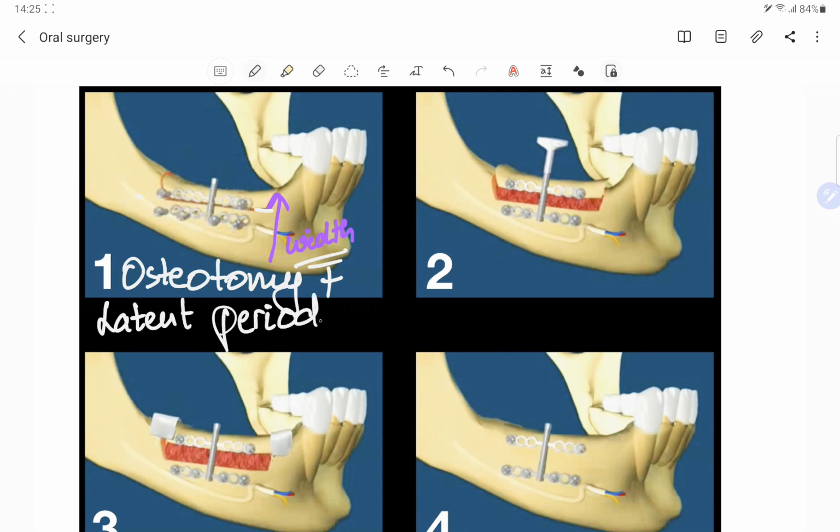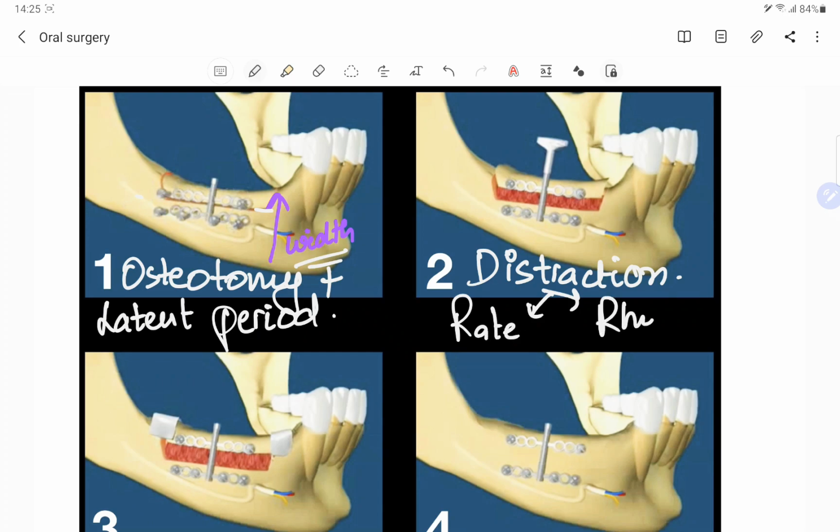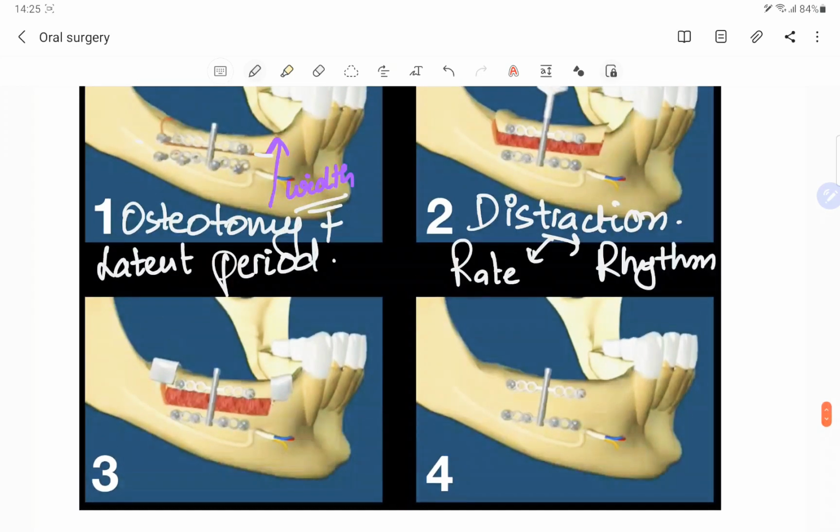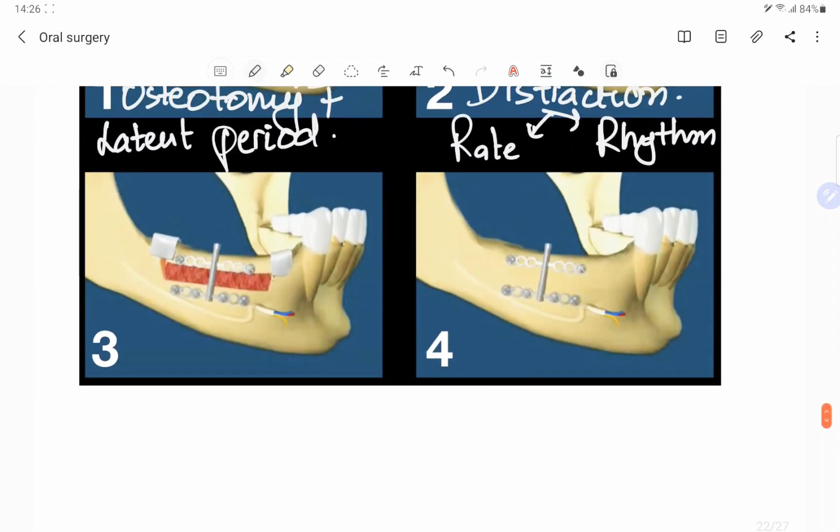That means we let the hematoma formation happen, let the callus formation happen, and then once the hematoma is formed, we start distracting the bone, we start separating the bone fragments. As you can see in picture 2, this is the distraction. We will be studying two things in distraction: one is the rate, another is the rhythm. Then in the third picture, we have distracted the bony fragments slowly, at a rate, in some rhythm. Then we let bone formation occur.